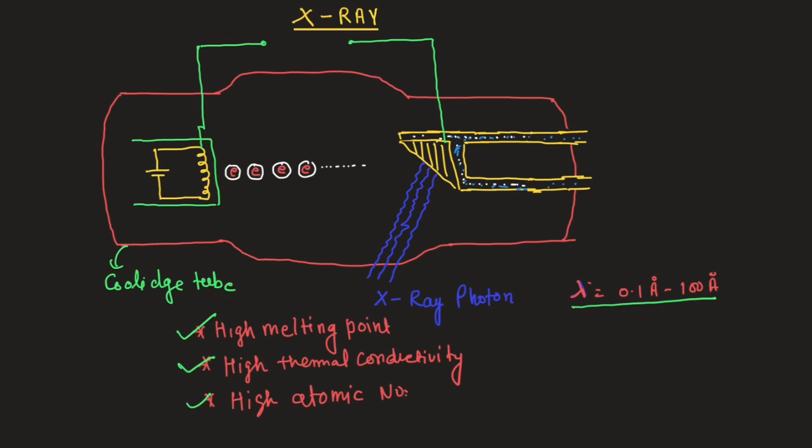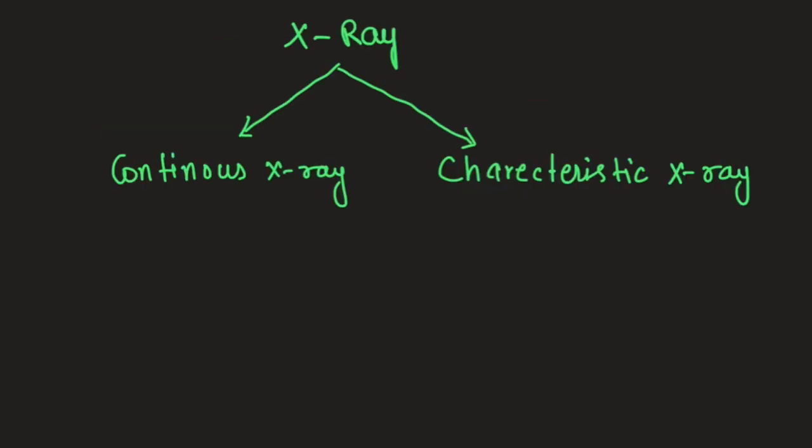Now if we move to the working of this tube, what is happening? X-ray we can basically divide into two types. One is continuous X-ray and the second one is characteristic X-ray. And what are they? What are continuous and characteristic X-rays?